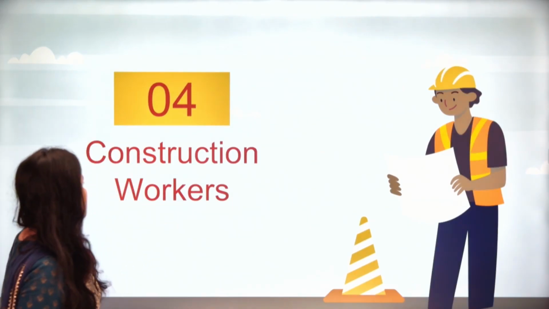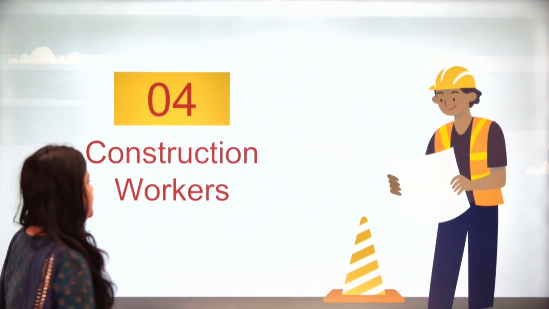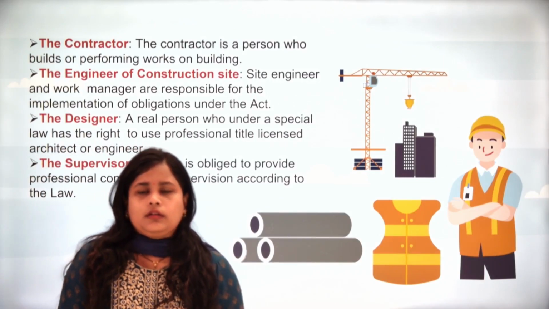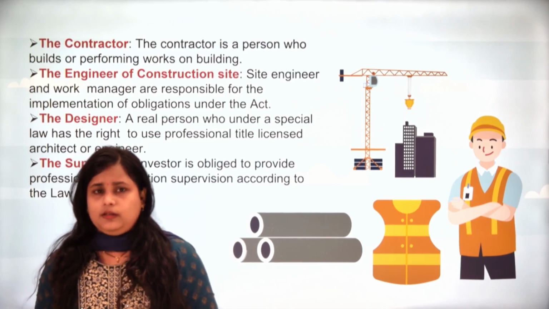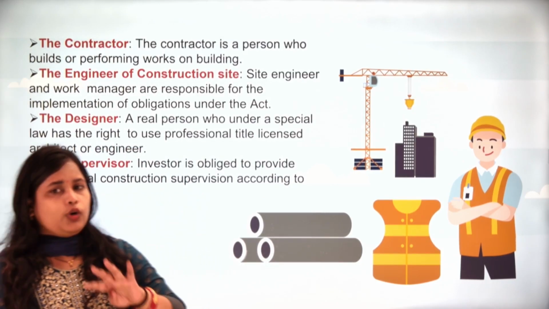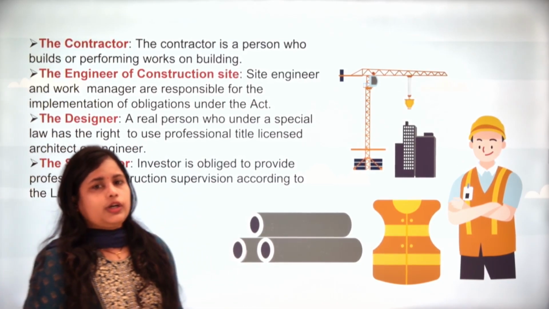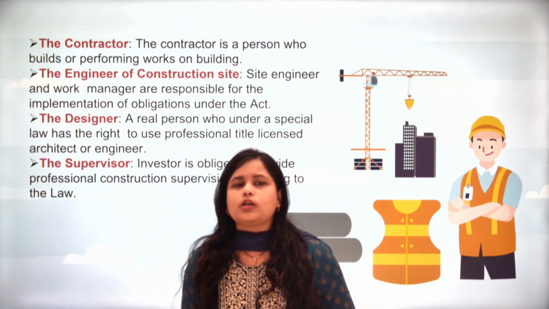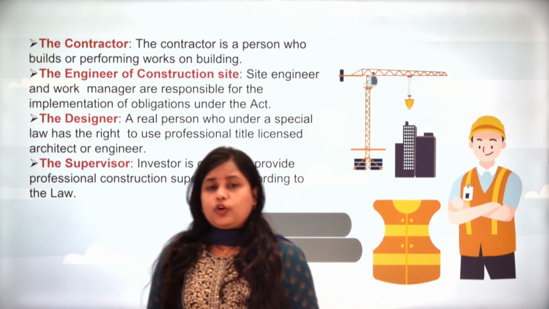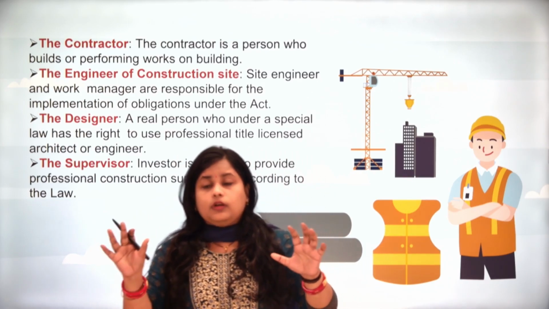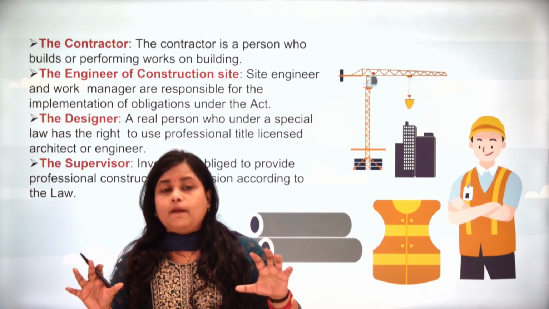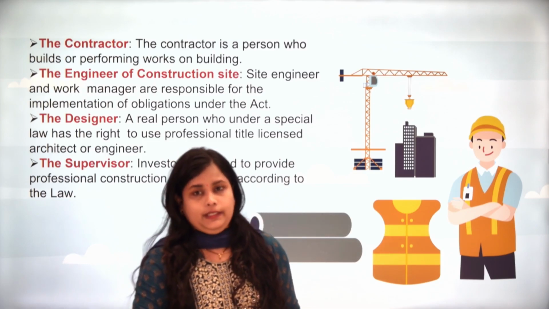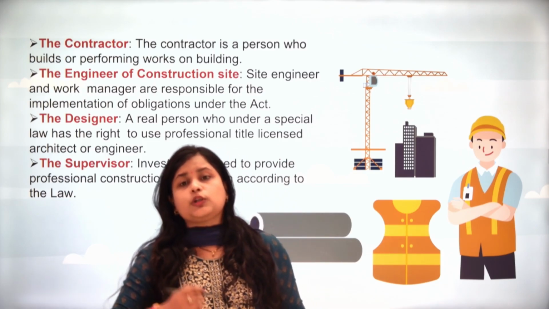The fourth one is construction workers. What do you mean by construction workers? There are different types of stages here, but we are taking 4 stages. One is the contractor. What is the duty of the contractor? The contractor is a person who builds or performs works on a building. It is the stage where the person builds or performs on a building. Builds not only the building but also performs.